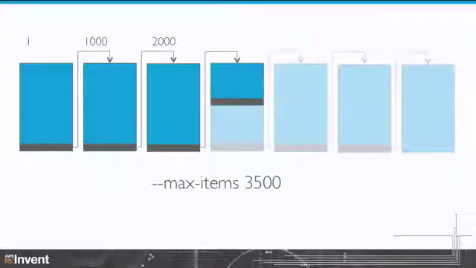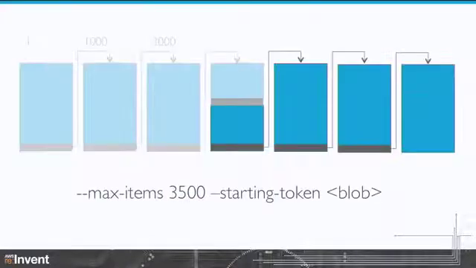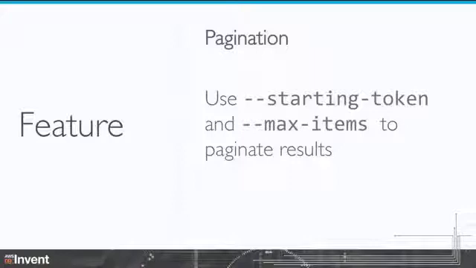So if you do want to grab the next page of results, you can use this --starting-token. And it's just this opaque blob that you get back, and you'll just send that in the next request. And so that lets you not have to worry about pagination. And I do want to mention that if you do want those raw pages, there is a --no-paginate option if you want to disable this feature. But you can use starting token and max items to paginate results. Otherwise, the pagination happens transparently for you.